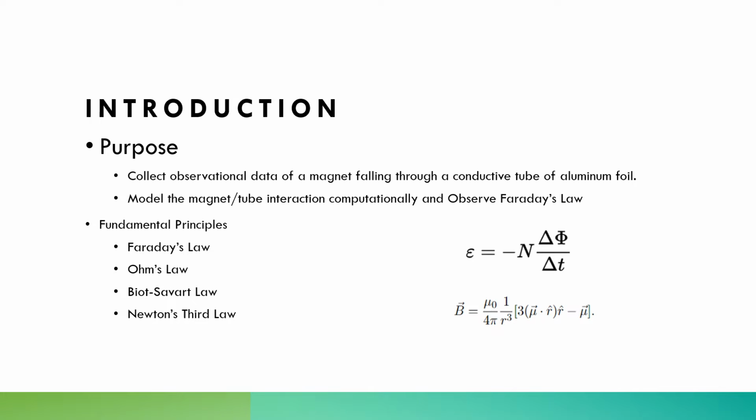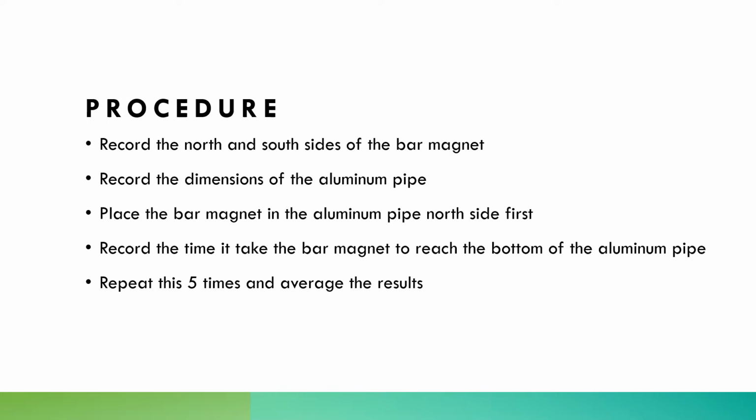So we have two purposes for this lab. One is to collect observational data of a magnet falling through a conductive tube, aluminum foil, and the second is to model the magnet and tube interaction computationally and observe Faraday's Law. The fundamental principles we will be using for this lab are Faraday's Law, Ohm's Law, Biot-Savart Law, and Newton's third law.